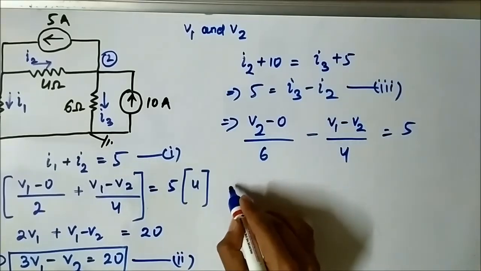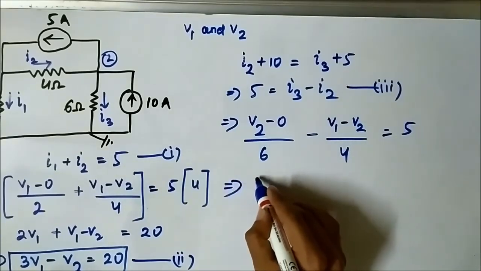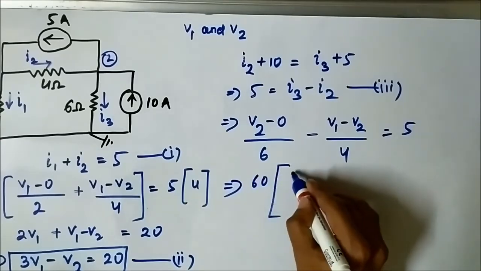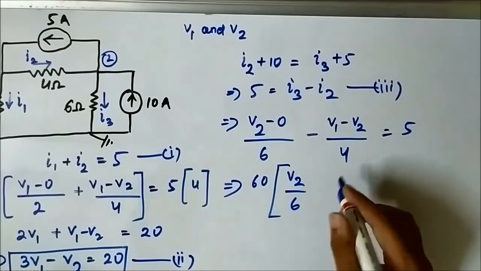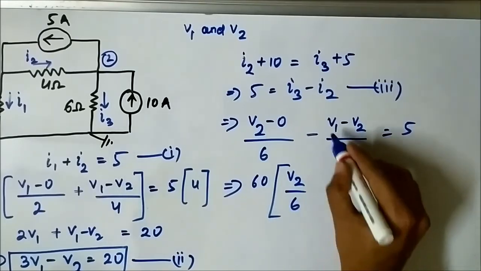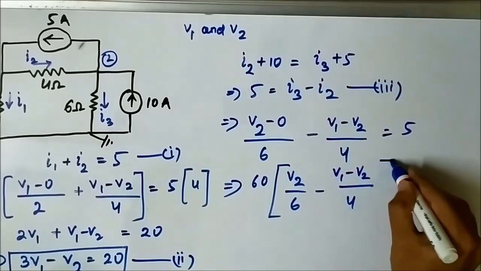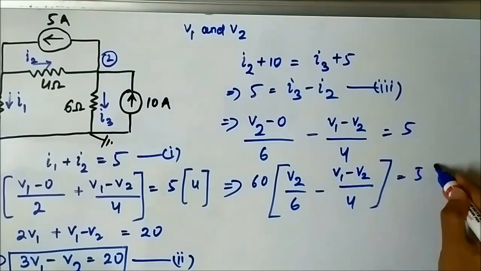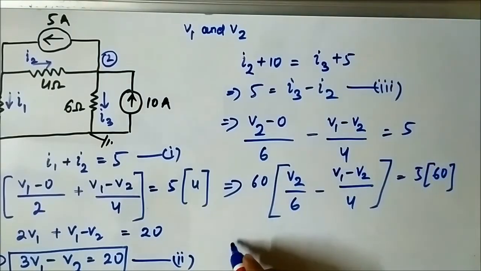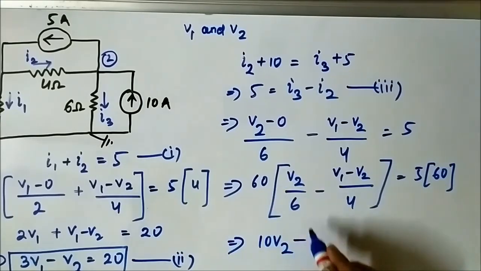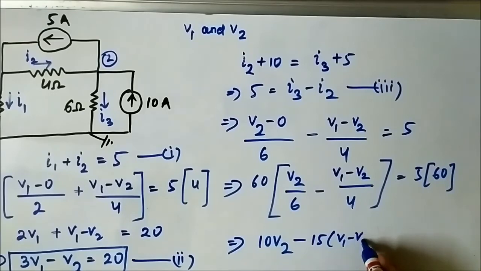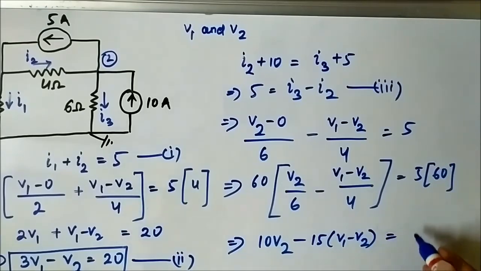Okay, so that implies 60 into V2 by 6, and here it is minus (V1 minus V2) by 4 is equal to 5 into 60. That implies 10 V2 minus 60 by 4 is 15, 15 into (V1 minus V2) is equal to 300. 60 into 5 is 300.